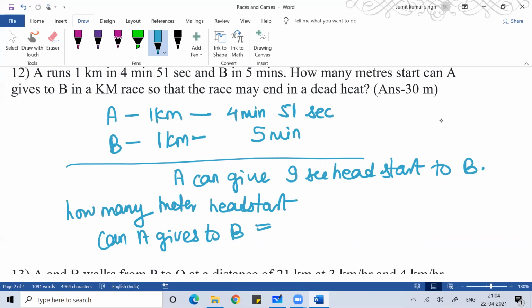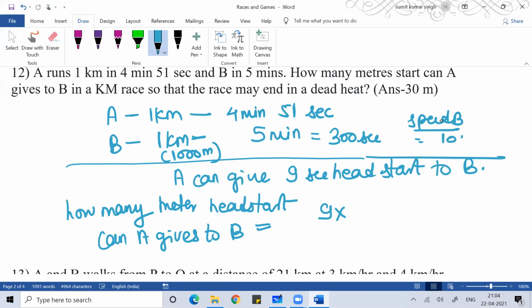That will be equal to 9 seconds is the time, and you can find the speed of B. So what is the speed of B? 5 minutes, that is 300 seconds, and this is 1000 meter. So the speed of B that you can find will be equal to 10 by 3 meter per second. So 9 into 10 by 3, you will get 30 meter. A can give a 30 meter head start to B.